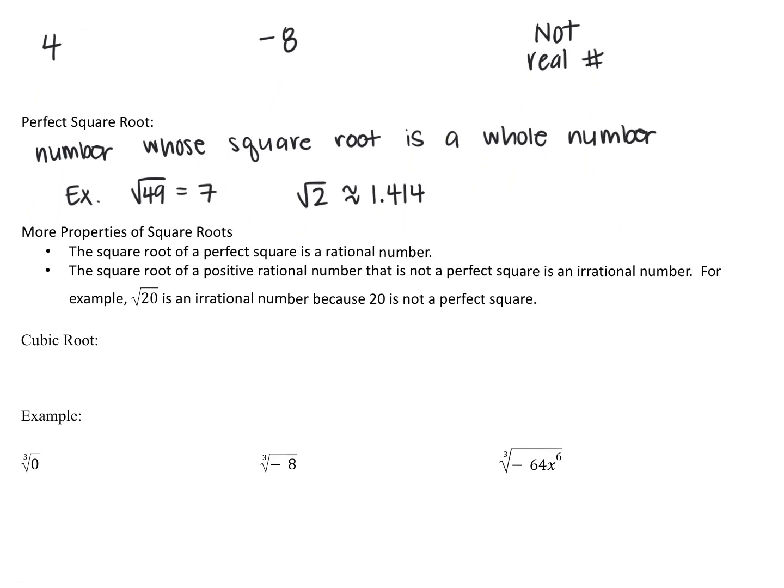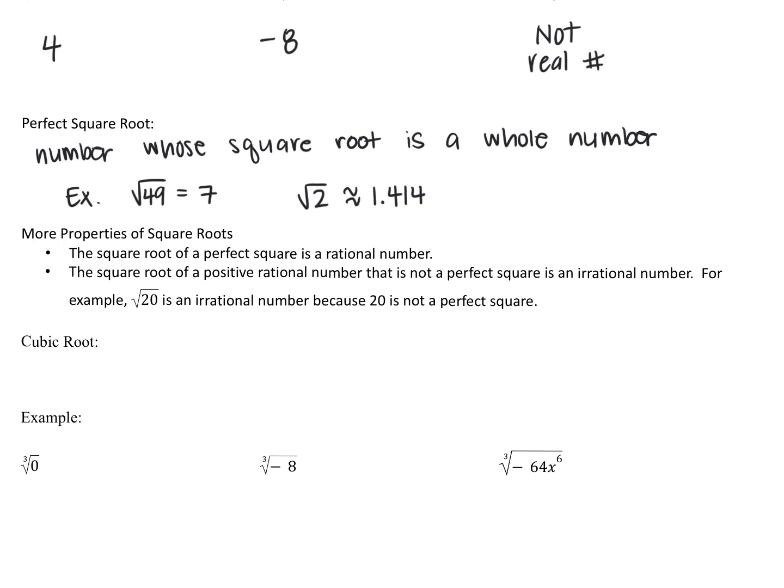Just a couple more properties. The square root of a perfect square is a rational number. And the square root of a positive rational number that is not a perfect square is called an irrational number. For example, the square root of 20 is irrational because 20 is not a perfect square.